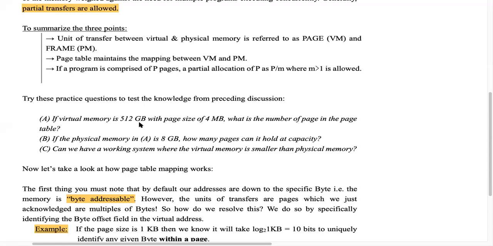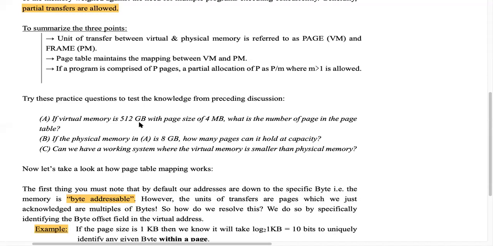Because if somebody is asking you, you have this much total space of 512 gigabytes, and your page size is 4 MB, that means virtual memory is divided into equal size pages. Then if the size of one page is 4 MB, how many pages do we have? It won't be in bytes, sorry, it's the number, the quantity. How many pages are there in this virtual memory? What is the number of pages in the page table? It's 128K. Okay, 128K. Everybody got that? Unmute and let me know if you do not get that.